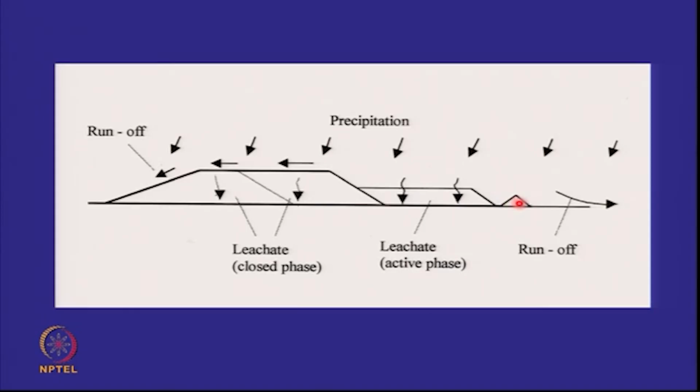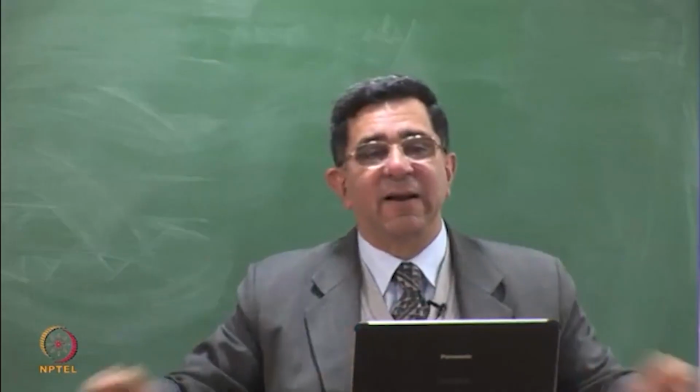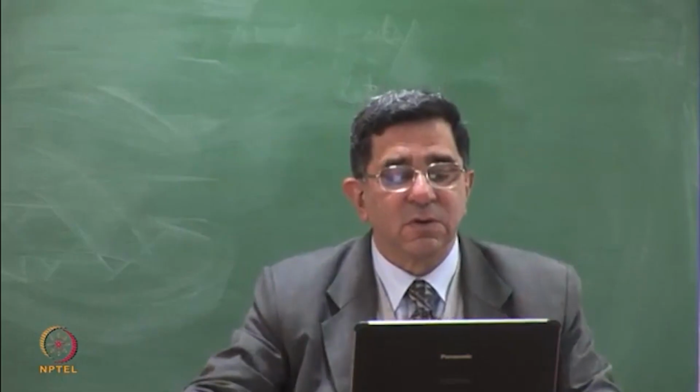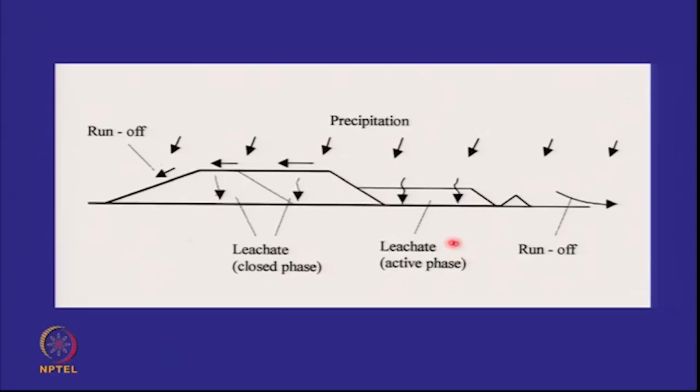You have to have a berm here. You don't want the water which is falling here to come here and start coming down. So you have to prevent any water from any side coming into the waste. So this is the leachate, which is the active phase, and this is maybe giving you a large quantity, and this may be giving you a much smaller quantity of leachate.